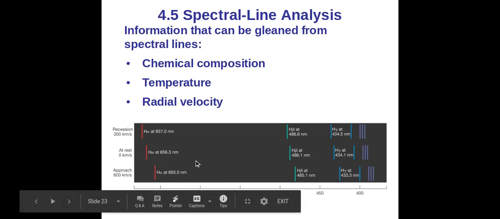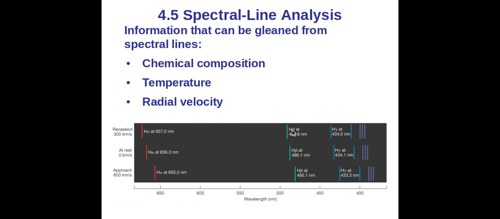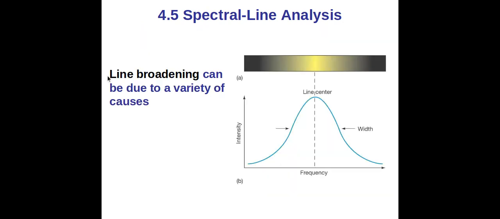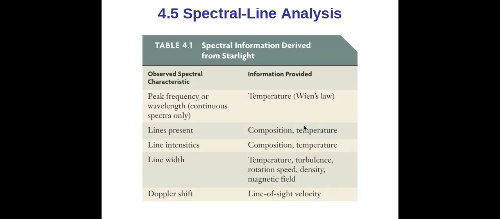So it's a measurable thing. We can actually measure how much these things are shifted and in which direction. So that is red shift on top and blue shift on bottom. So information that can be gleaned from spectral lines: chemical composition, temperature, radial velocity. The broadening of the lines can be due to a whole bunch of things. So what types of information can we get? We can get temperature, composition, turbulence, rotational speed, density, magnetic field, line of sight velocity. All this information can be gotten from spectral analysis, from spectroscopy.